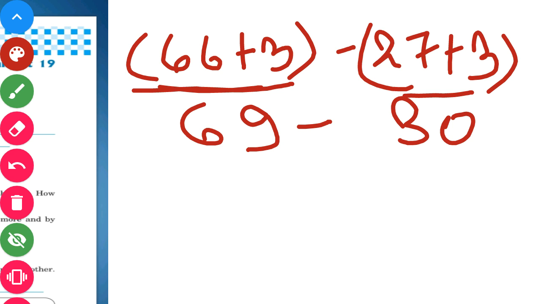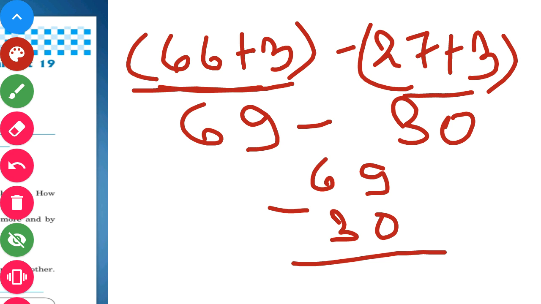Okay, now here we are having 69 minus 30. Let us do 69 minus 30. Now 9 minus 0 will give us 9. Okay. Now 6 minus 3 will give us 3. So our answer is 39. Okay. Our answer for this question is 39.